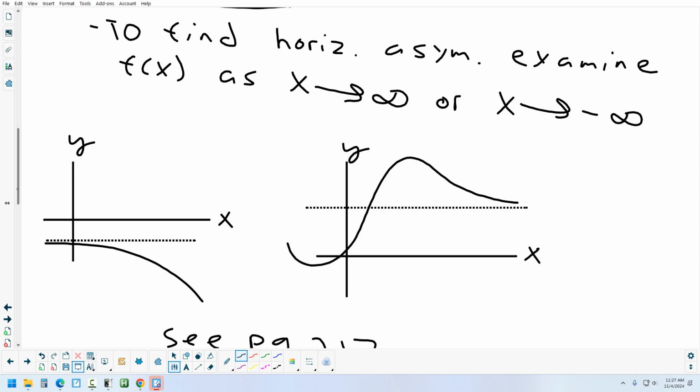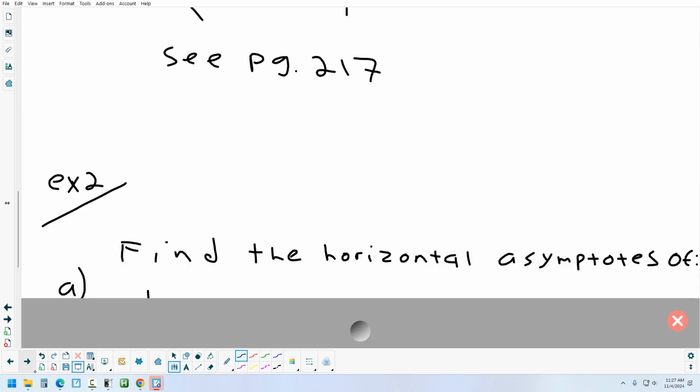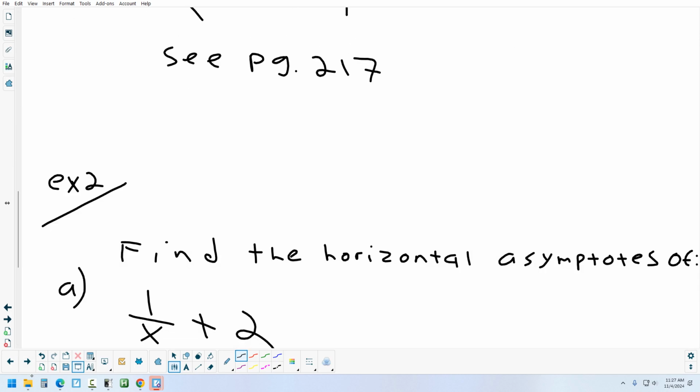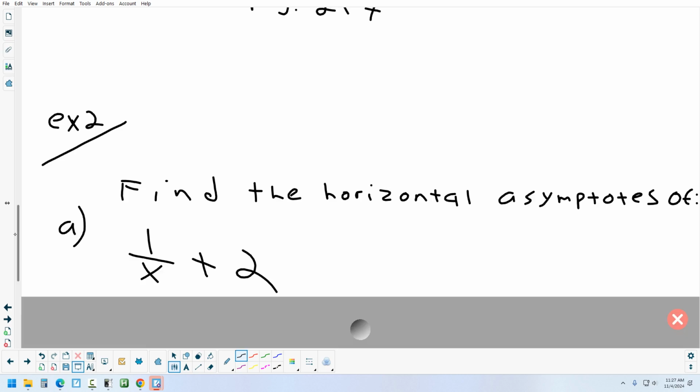Okay, so any question on the idea of what a horizontal asymptote is? It's one of the important asymptotes that comes up in this section. Horizontal, and then there's another one we'll do in a minute. Okay, so this one they want me to find the horizontal asymptote.